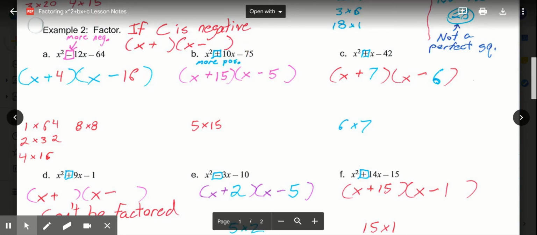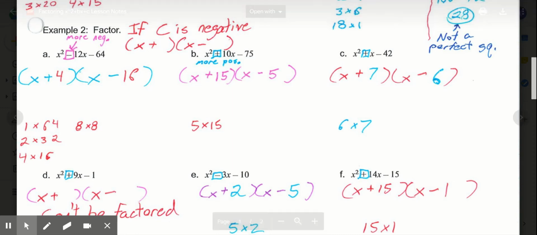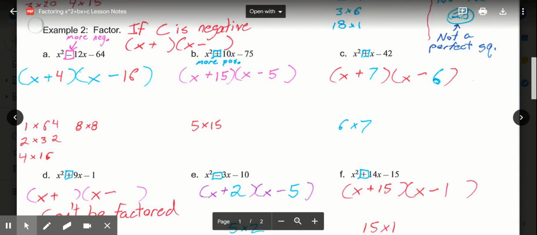In C, x squared plus 4x minus 42. So in this case, c is a negative. We have a positive 1x in the middle, so more positives. 7 times 6 is 42. 7 minus 6 is 1. So x plus 7, x minus 6.